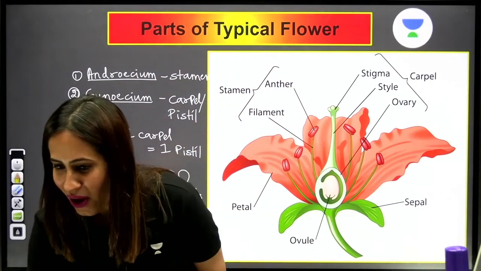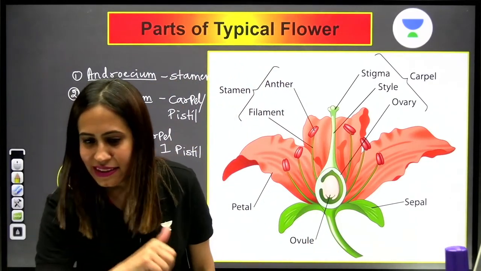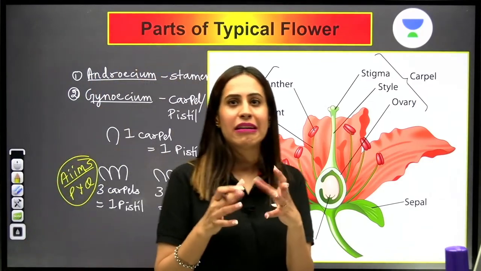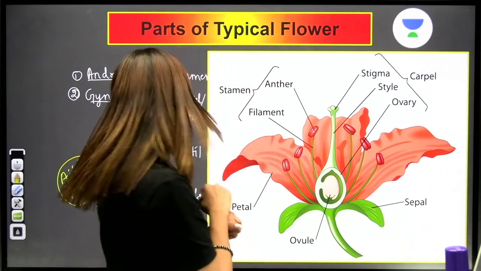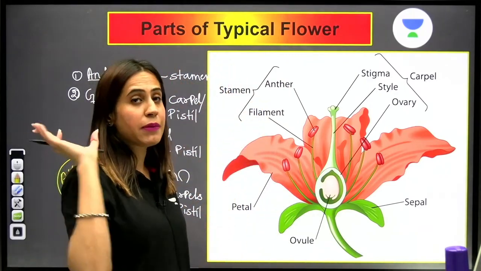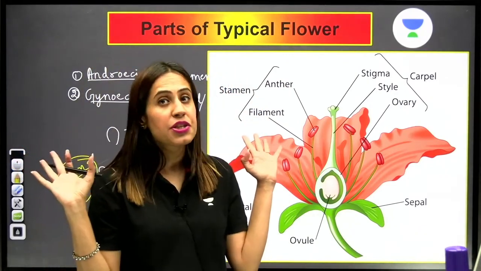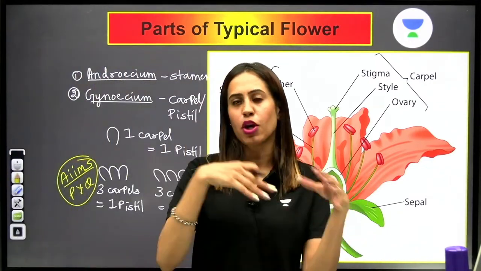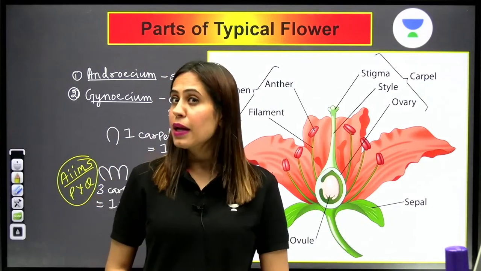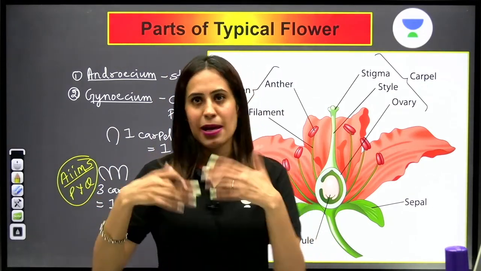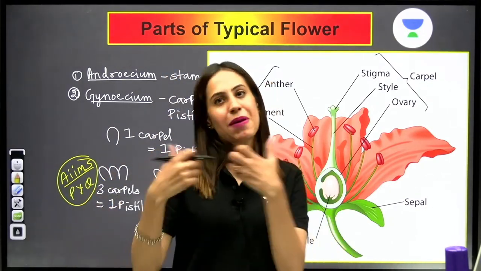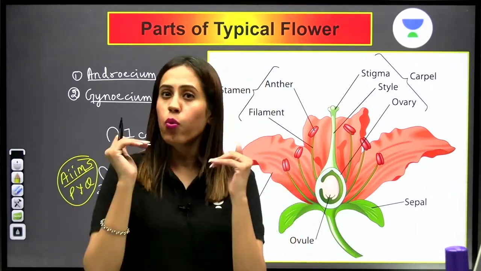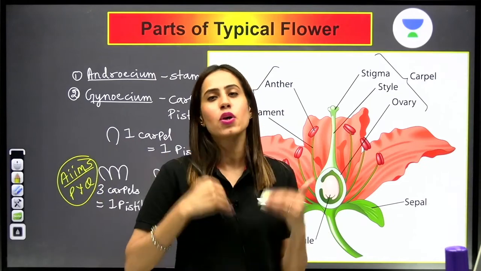Right? All right, concept clear, crystal clear. Okay, all right, so let's go further into the concept. I think androecium, gynoecium and carpel pistil is very much clear to you. Similarly, if I talk about calyx, it is made up of sepals. Corolla is made up of petals. So petals and sepals, they are not the whorls, right? The whorls are androecium, gynoecium and calyx and corolla.